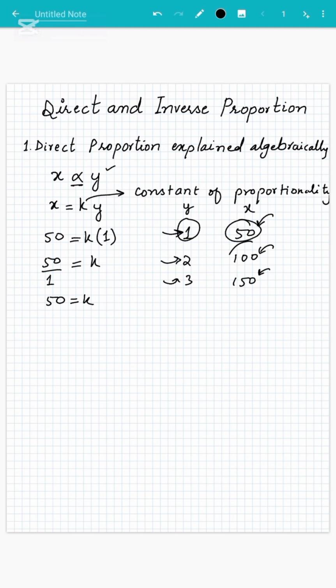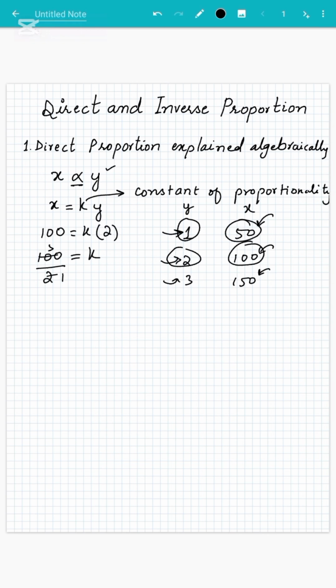Okay, let's talk about another step. Put in place of x as 100 and in place of y as 2. All right, and solve for k. So k will remain here on the right hand side and 2 will come to the left hand side and will be dividing 100. So tell me, 2 1s are 2 and 2 50s are 100.